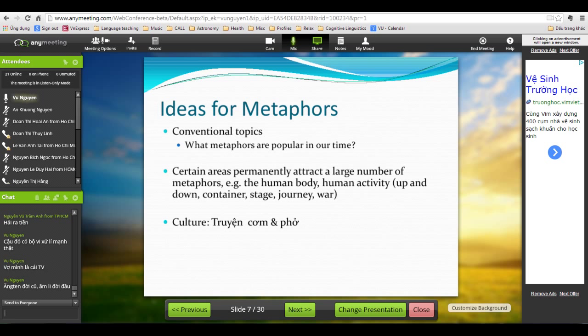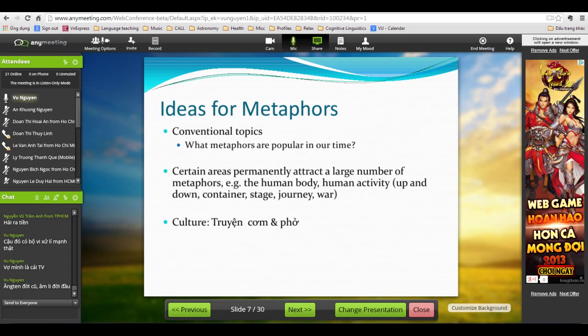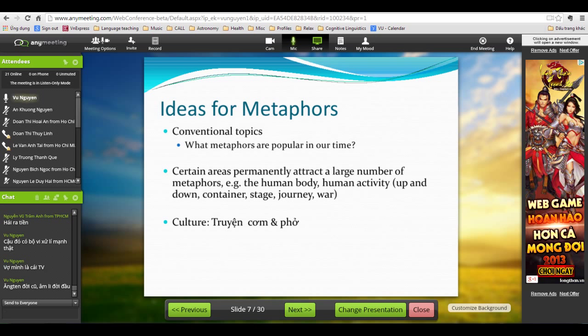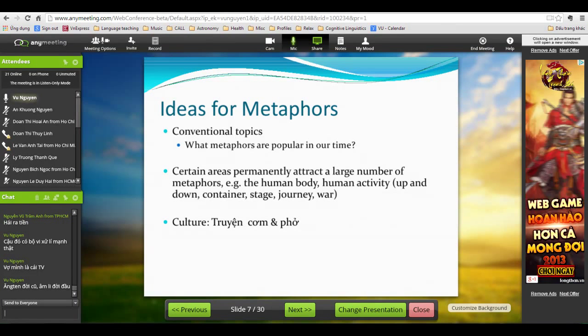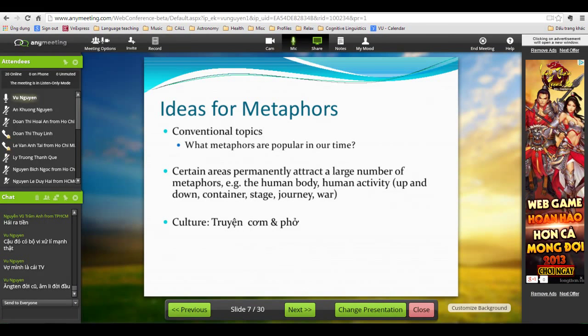Now, certain areas of language permanently attract large numbers of metaphors. For example, the human body, human activities. Why? Because when we interact with the real world, we use our body parts very, very frequently. And that's why the direct experience that we have from our body, from our activities, can easily map into our thinking.